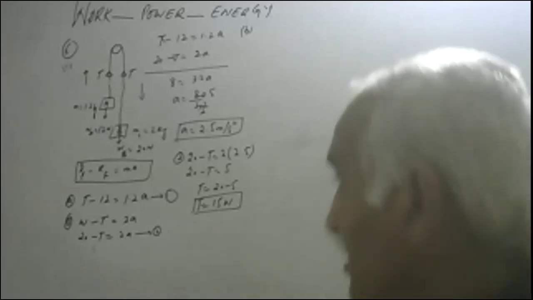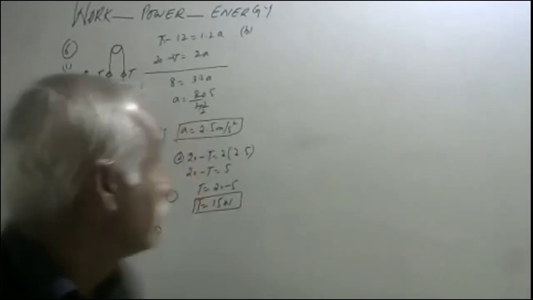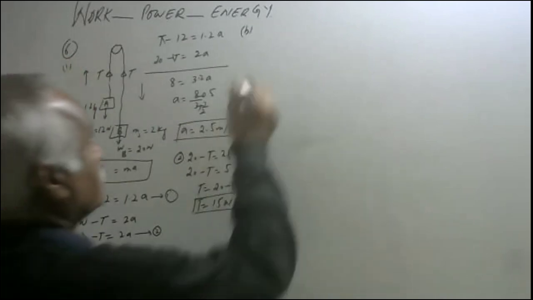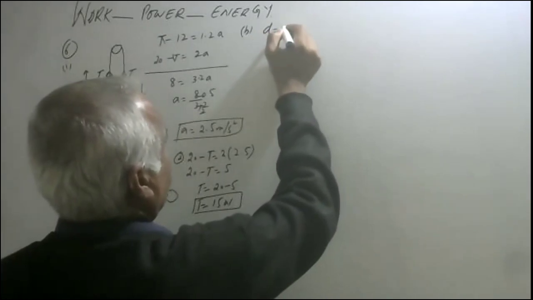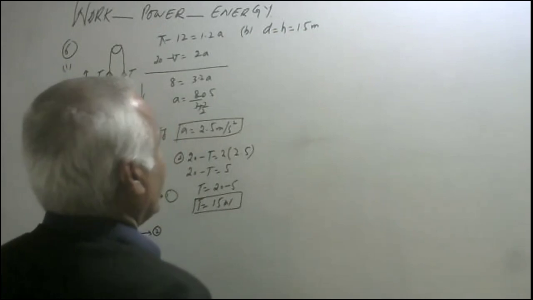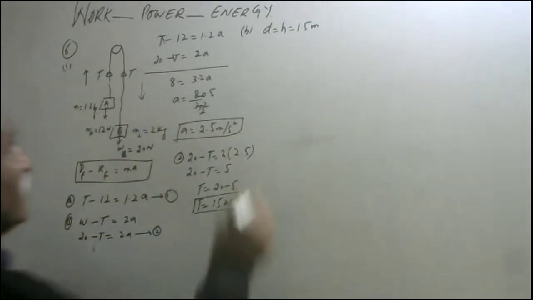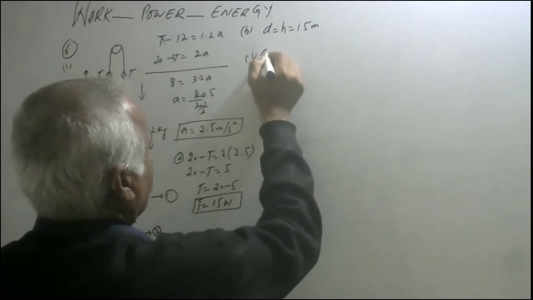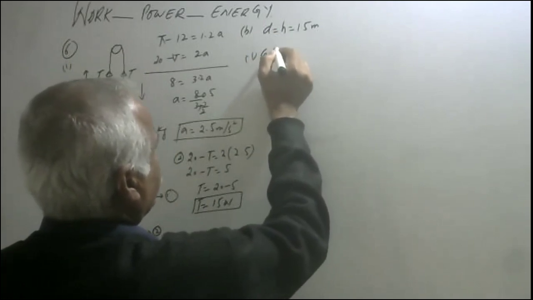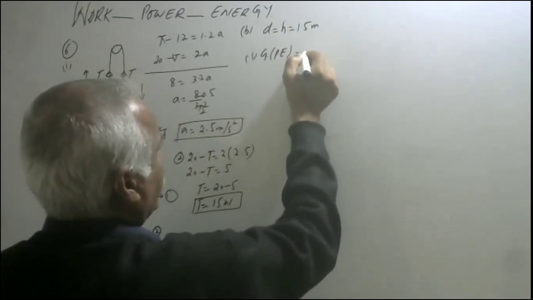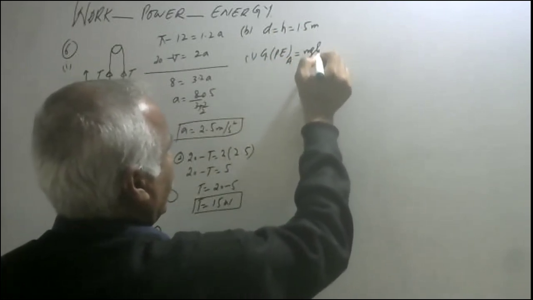So this particle A is moving for a height of 1.5 meter. So distance is equal to height, and that is equal to 1.5 meter. Then the gain in potential energy of particle A, which is equal to mgh.